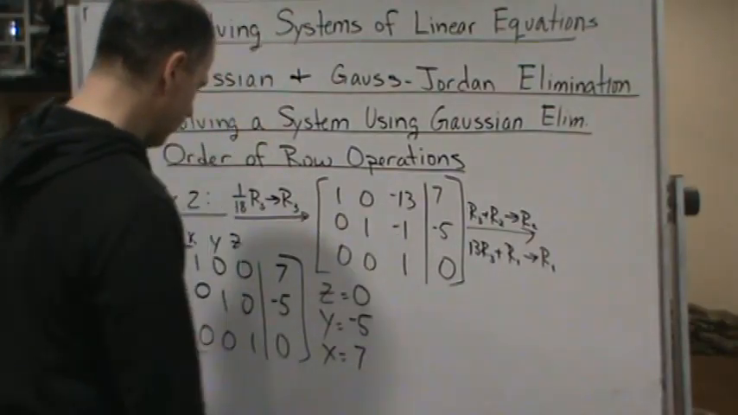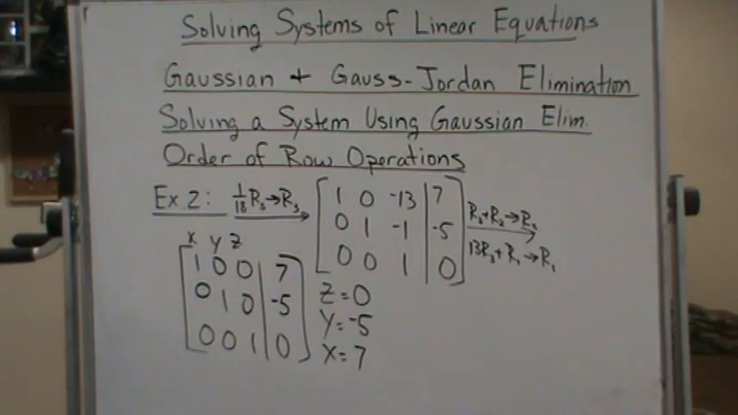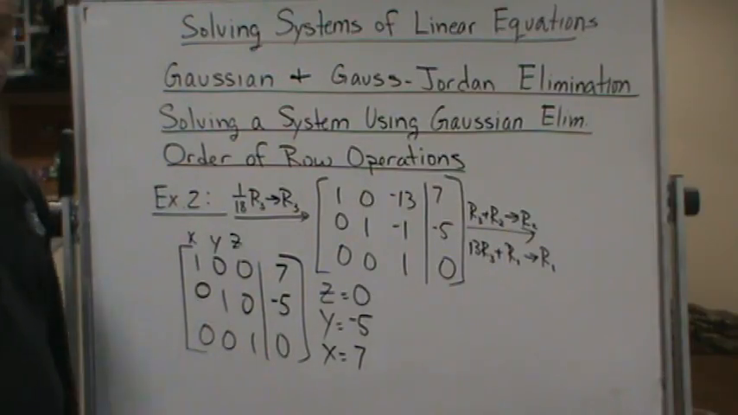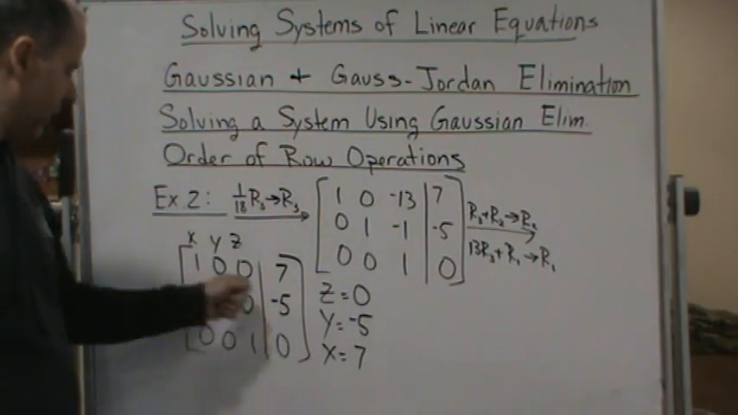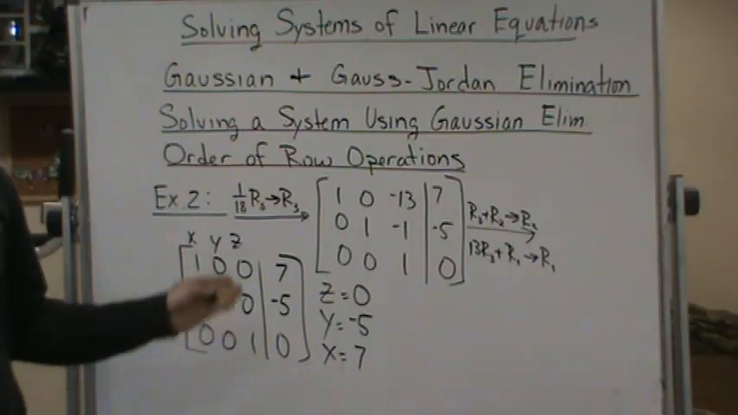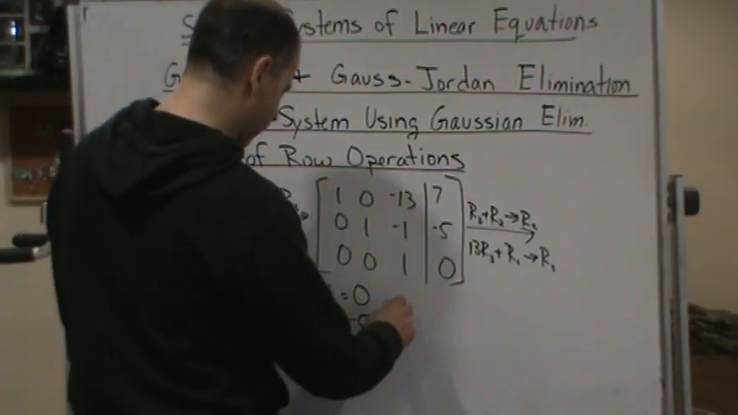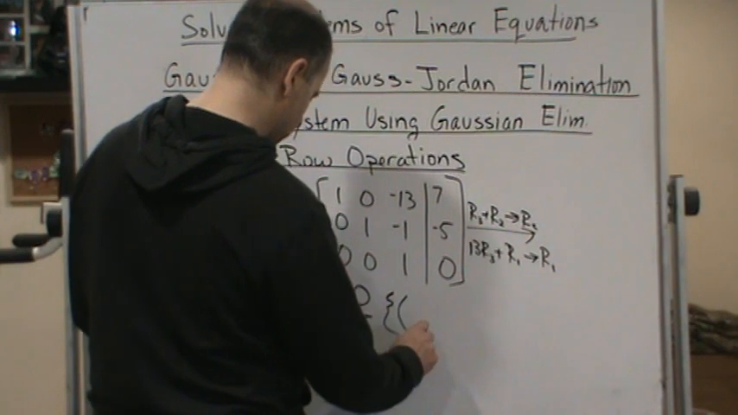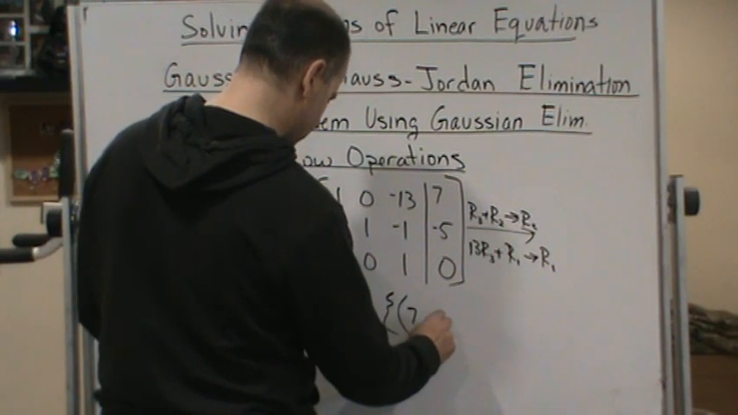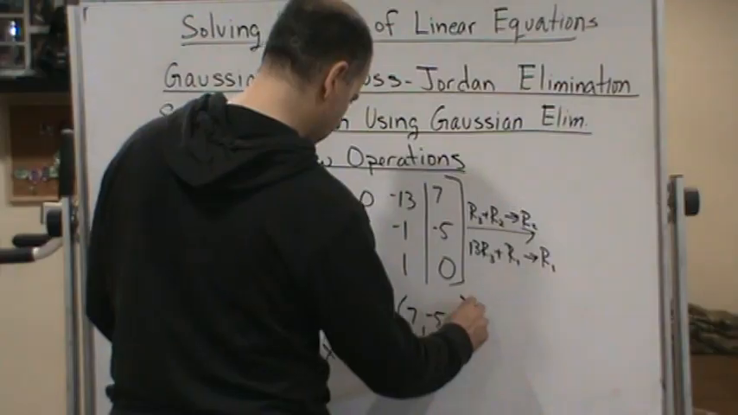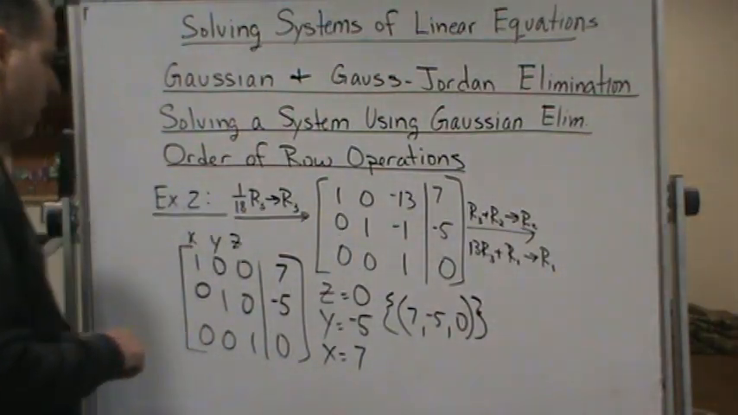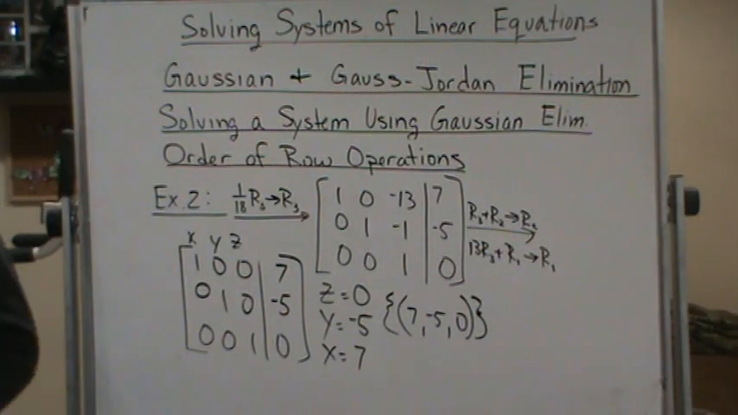And we're done. So when we put it into reduced row echelon form, it's solving everything for us so that way we can read the solution directly from the matrix. So this would tell us that the solution set is what? 7, comma, negative 5, comma, 0. And that's it. So make sure you practice using these methods, both the Gaussian elimination method and the Gauss-Jordan elimination method.